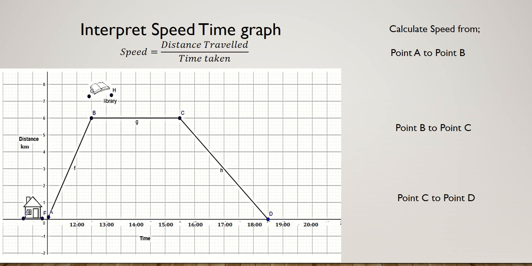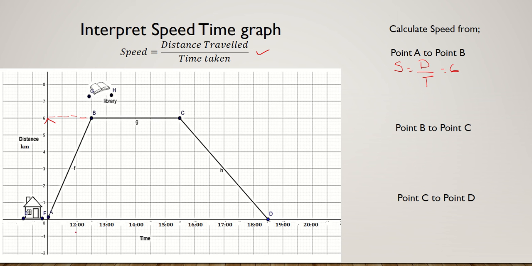Now let's interpret the distance time graph. Calculate speed from point A to point B. You know the formula is the same. Speed is equal to distance upon time. So let's see the distance from A to B. It is 6 km. The distance is 6, and the time.